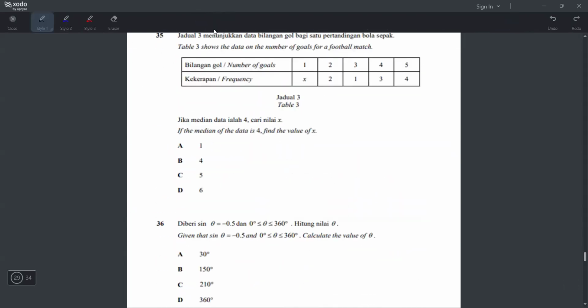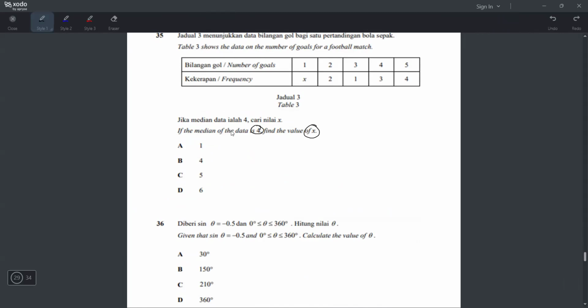Okay, let's continue. 35. What is this? Table 3 shows the data on the number of goals for a football match. Okay, this data, number of goals, frequency. Okay, boleh. If the median is 4, find the value of X. So this X, right? Okay.